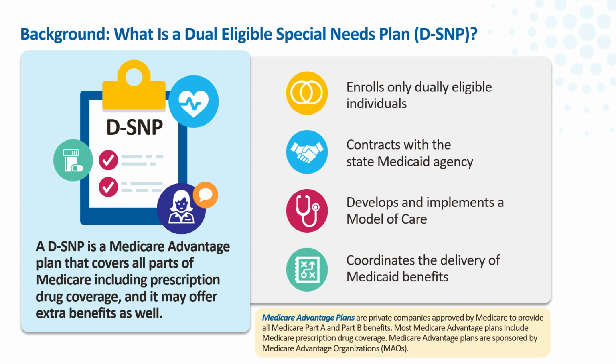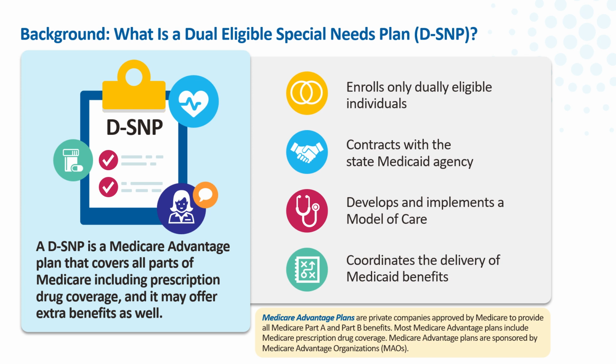For example, like all comprehensive Medicare Advantage prescription drug plans, DSNPs provide coverage for all Medicare benefits, including prescription drugs, for people who choose to enroll. They may also offer extra supplemental benefits beyond what the Medicare program traditionally covers. The Centers for Medicare and Medicaid Services, or CMS, is responsible for administering the Medicare Advantage program, which includes contracting with private companies, commonly referred to as Medicare Advantage Organizations, or MAOs.